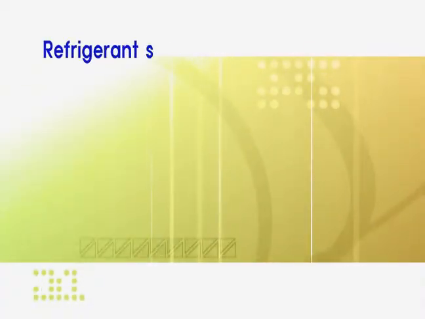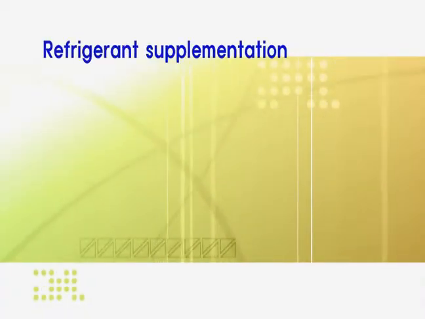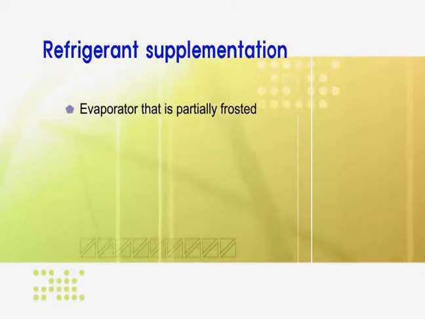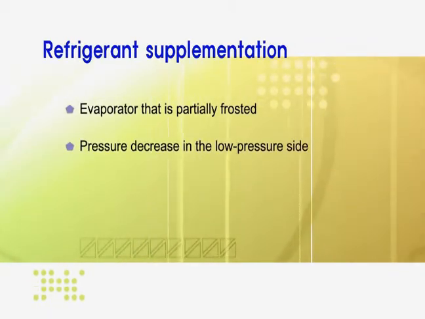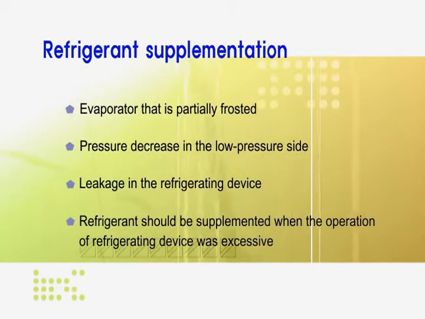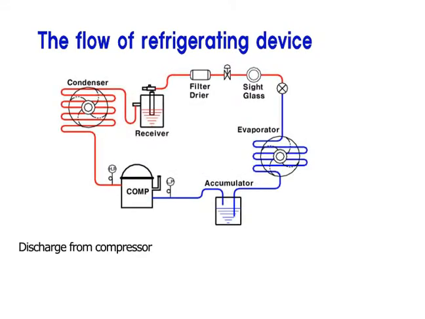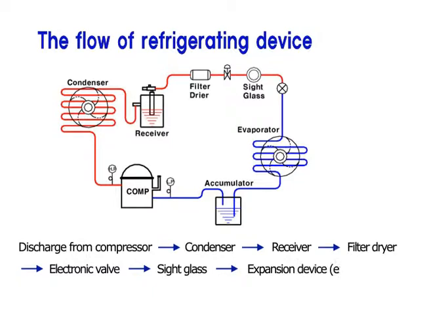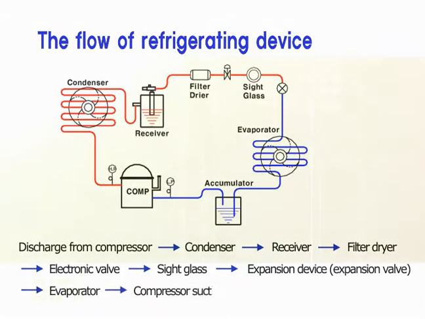Now, I will explain refrigerant supplementation when the refrigerant charge was not enough. Evaporator that is partly frosted. Pressure decrease in the low-pressure side. Leakage in the refrigerating device. Refrigerant should be supplied when the operation of the refrigerating device was excessive. Next figure is the flow of the refrigerating device. The flow is discharge from compressor, to condenser, to receiver, to filter dryer, to electronic valve, to sight glass, to expansion device or expansion valve, to evaporator, to compressor suction.